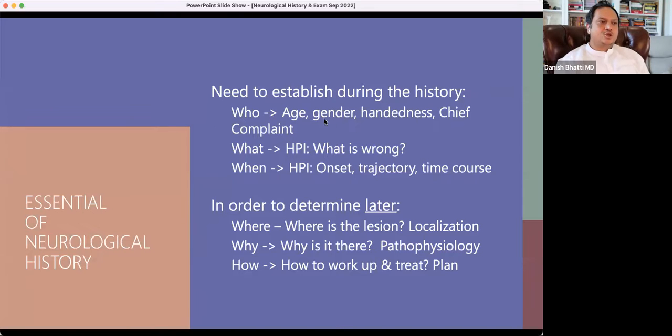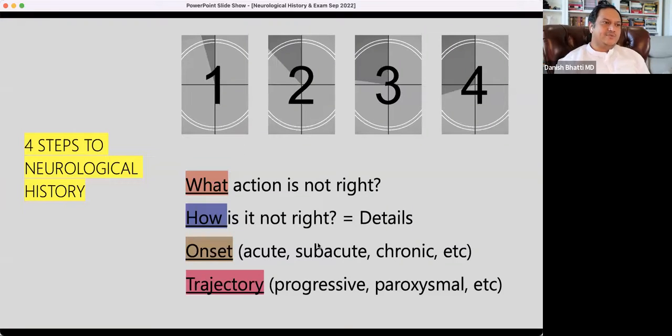So I will show you again these 4 steps of neurological history, but we will approach this through doing some questions. But these are the 4 steps. Number 1, when a patient presents with a neurological complaint, what exactly is not right, what action is not right, and in what way. And that's often less clear than what you might think is obvious. For example, a patient may present with dizziness, but many things can be called dizziness. Dizziness may be lightheadedness, vertigo, or difficulty walking, incoordination, ataxia. All of that may be called dizziness by the patient.